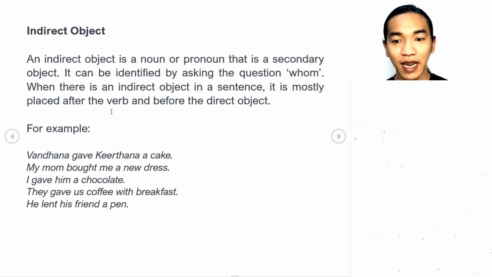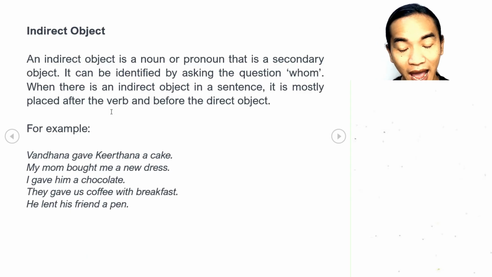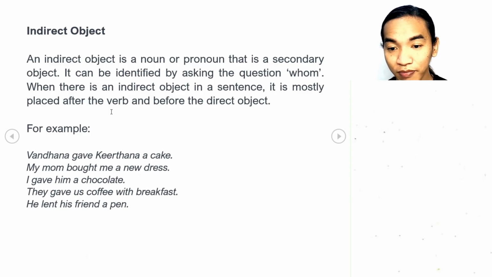Okay? Now, we also have the indirect object. An indirect object is a noun or pronoun that is a secondary object. It can be identified by asking the question whom. When there is an indirect object in a sentence, it is mostly placed after the verb and before the direct object. Like for example, Vandana gave whom?